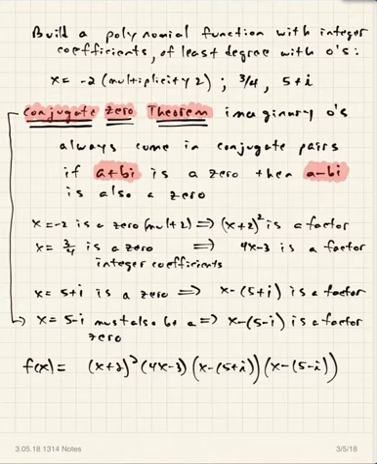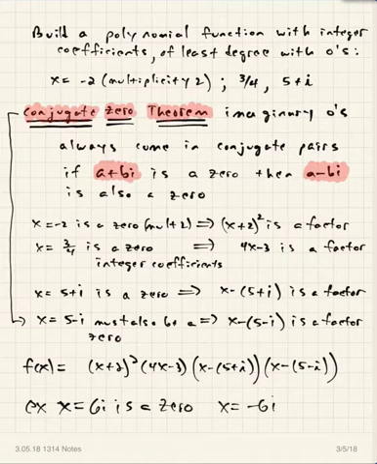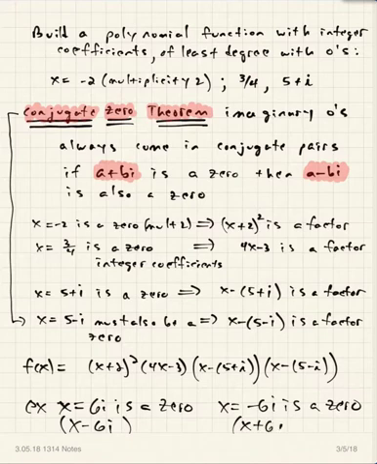As another example here, if x equals 6i is a 0, then that would tell you that x equals negative 6i is a 0 also. And if x equals 6i is a 0, then x minus 6i would be the factor. And if negative 6i was a 0, then that would tell you that x plus 6i is a factor. All right, hopefully that's as far as we're going to go with imaginary zeros in this context. So I wanted to go back over that again.